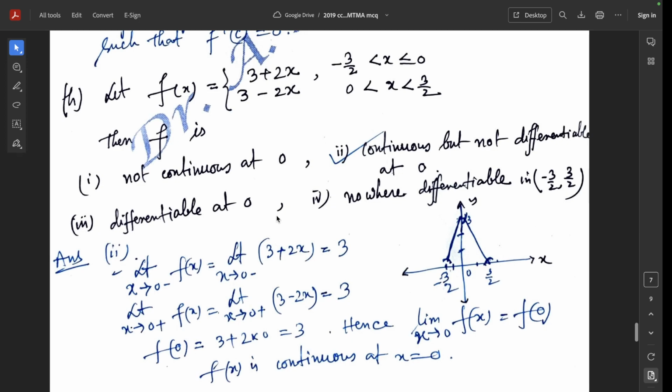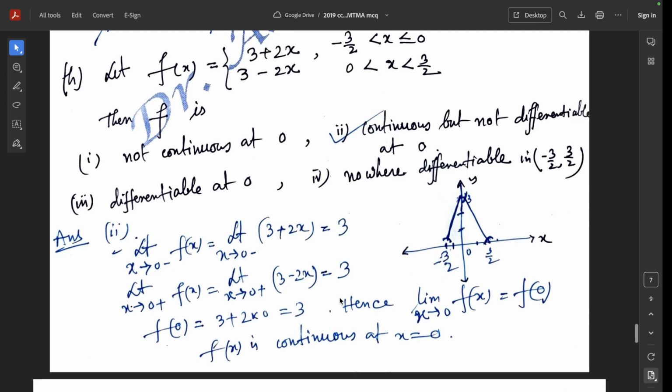Now, at the point 0, limit as x tends to 0 minus, from the left side, the value of f(x) is 3 plus 2x. So as x tends to 0, we get the value 3. And the right hand limit, x tends to 0 plus, f(x) is 3 minus 2x, which is equal to 3. So left hand limit equals right hand limit, so the limit exists at the point x equal to 0.